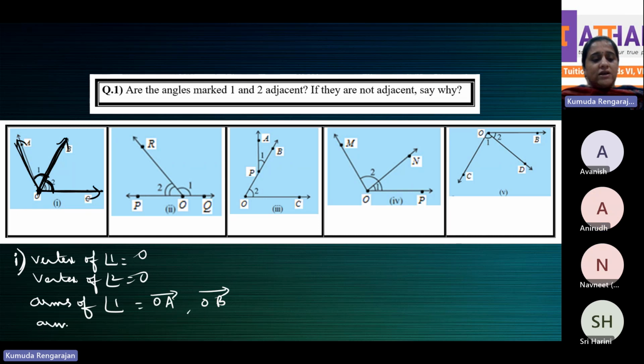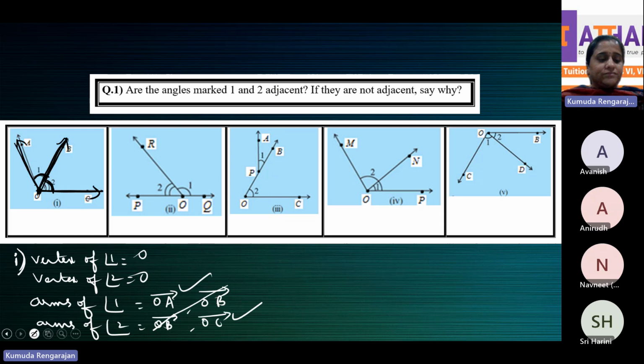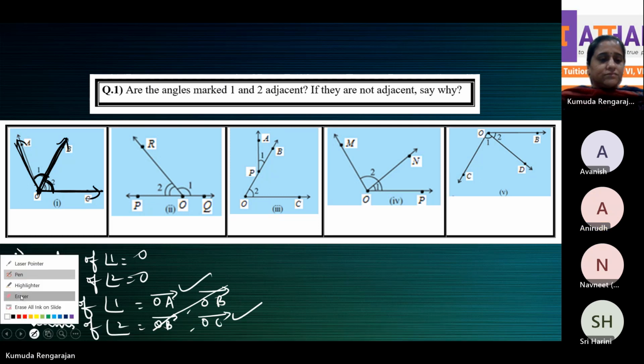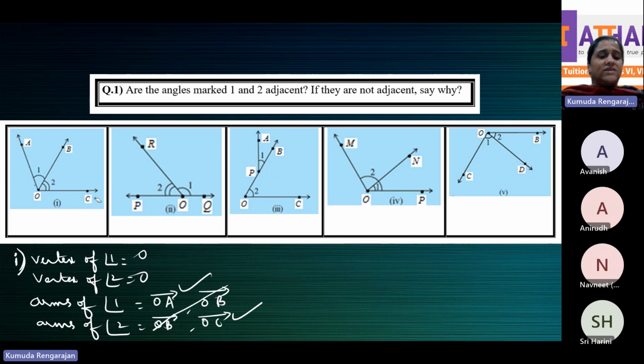Which are the arms of angle 2? Ray OB, ray OC. So you can see OB is common, and the other two arms, OA and OC, are different. They lie on either side, that means opposite sides of the common arm. The rays OA and OC, one lies on this side of the common arm, the other lies on this side, either sides of the common arm.